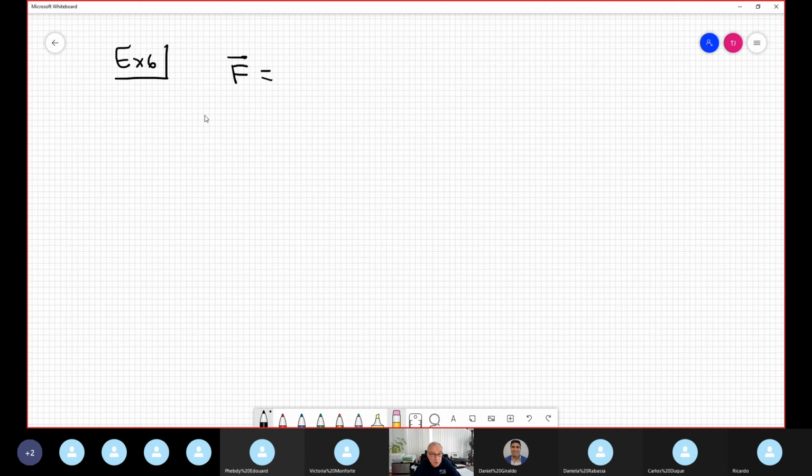The vector field is 0, 0, comma x squared plus y squared. Wow, we have only a component in the z direction. And the vector field looks like that, depending on the point x, comma y, comma z.